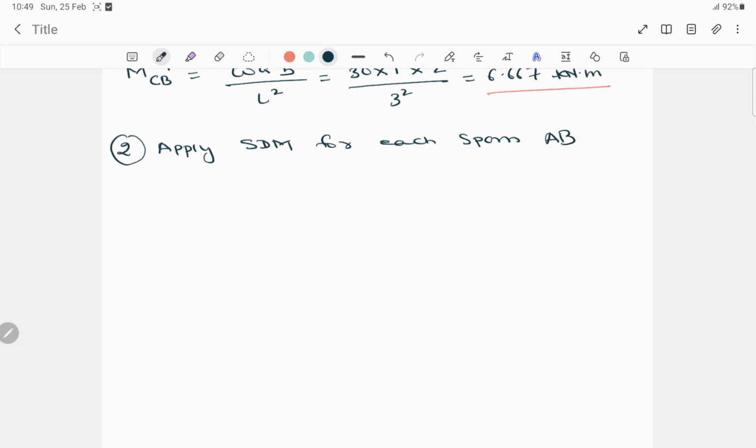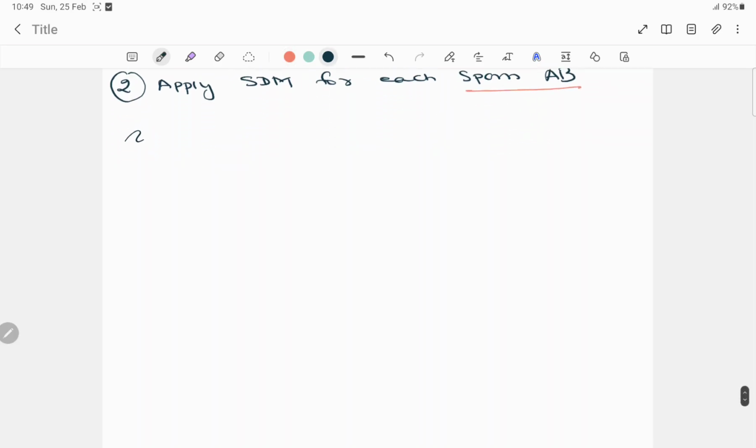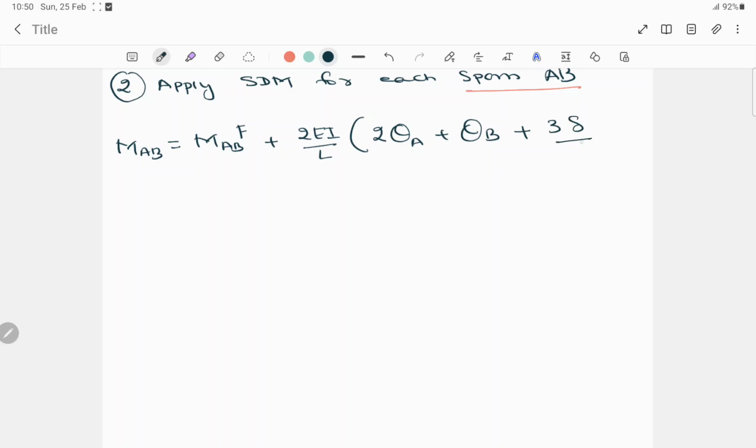Okay, so first we'll find for span AB. Now we know the formula, that is MAB is equal to fixed end moment around AB plus 2EI by L bracket 2 theta A plus theta B minus 3 delta by L. Sorry, this one is not plus, this one is minus. So this is the formula, and we have to find it for each span.